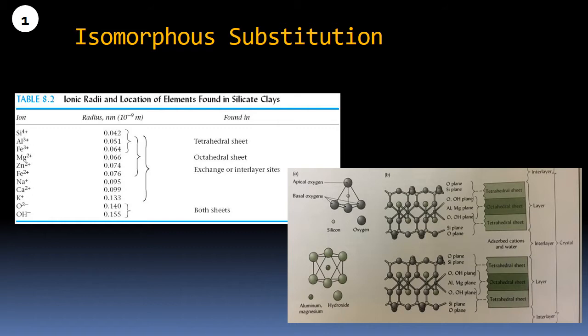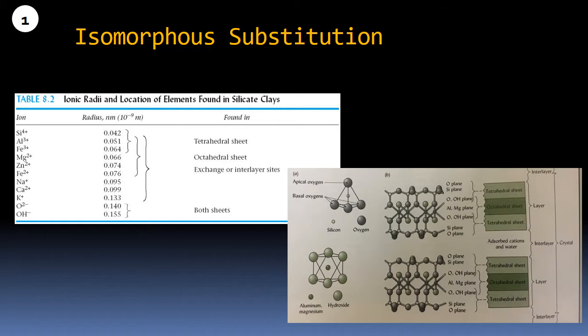Now, if you look at the octahedral sheet or octahedrons, aluminum can be replaced with anything that has a smaller charge. And in this case, if you look at the arrows here, you would see that it can be replaced by magnesium, by zinc, or by iron. And all of these would result in increasing the negative charges.